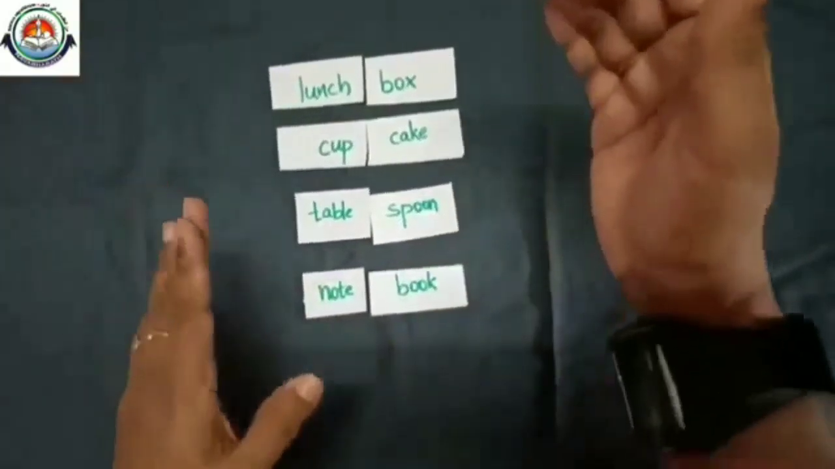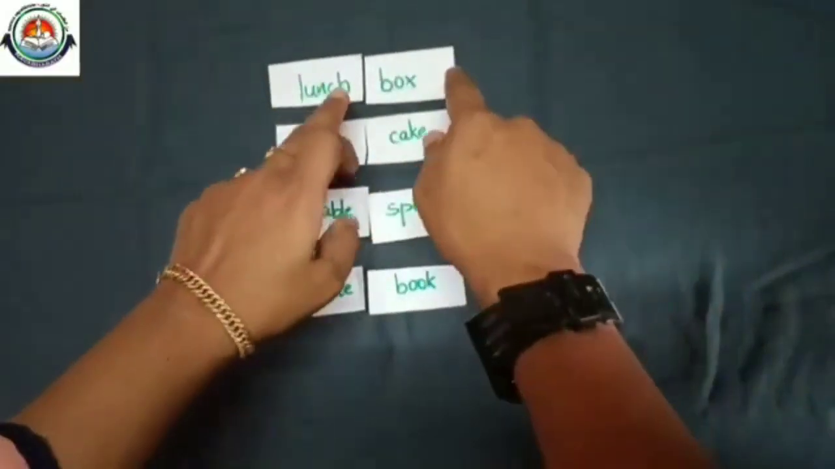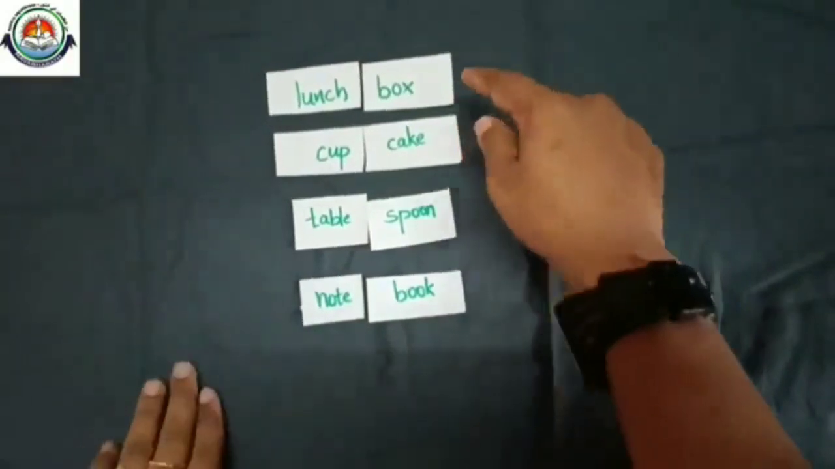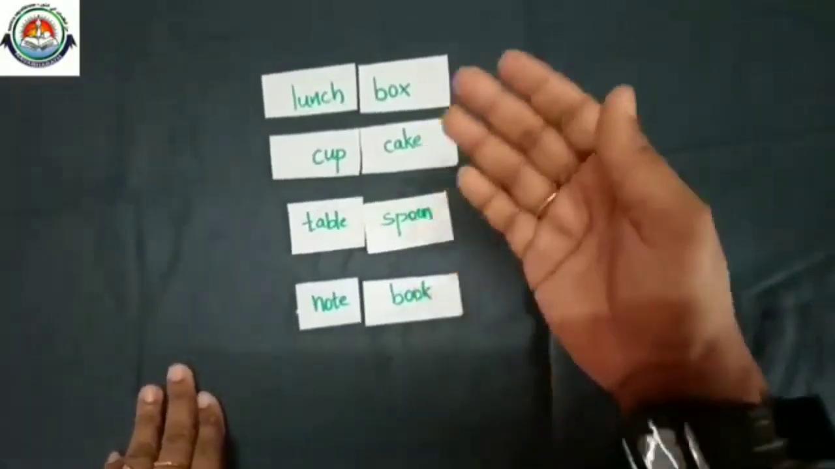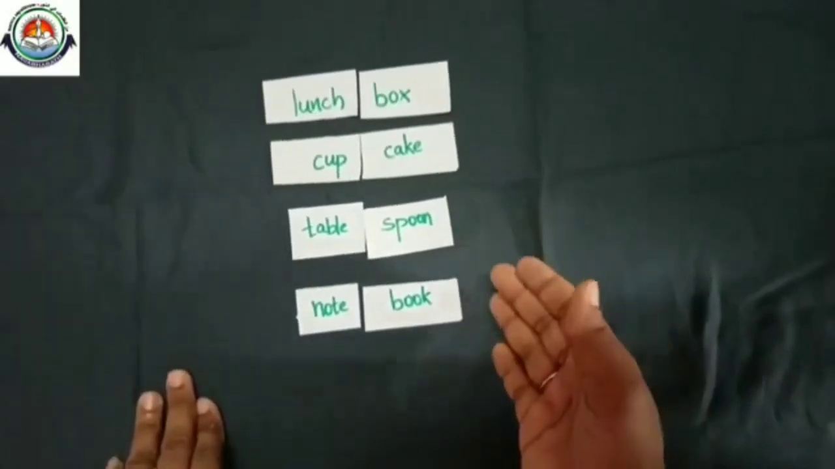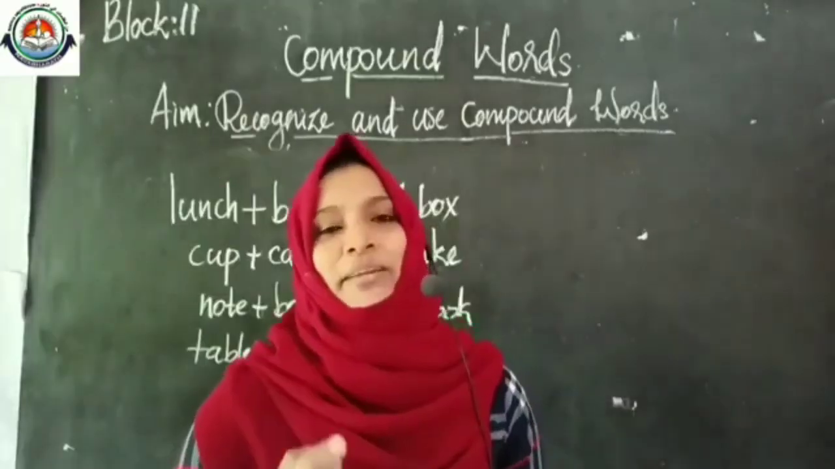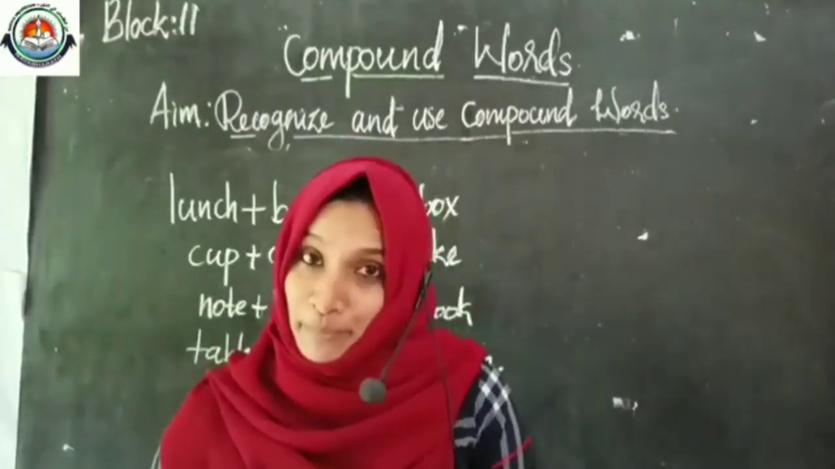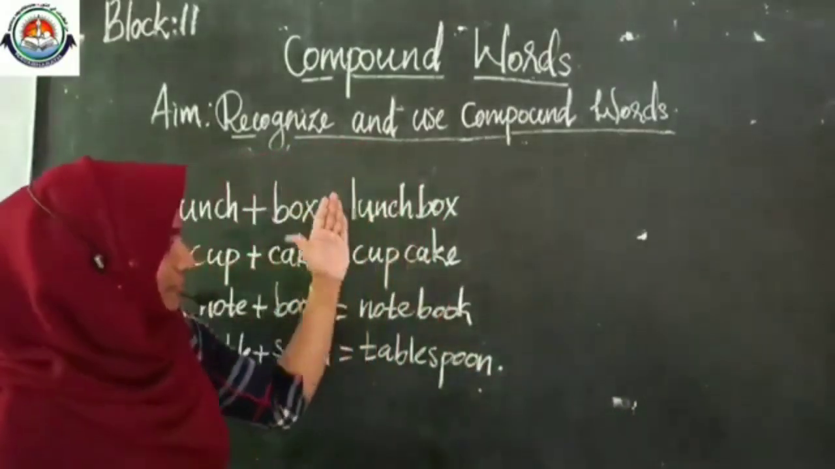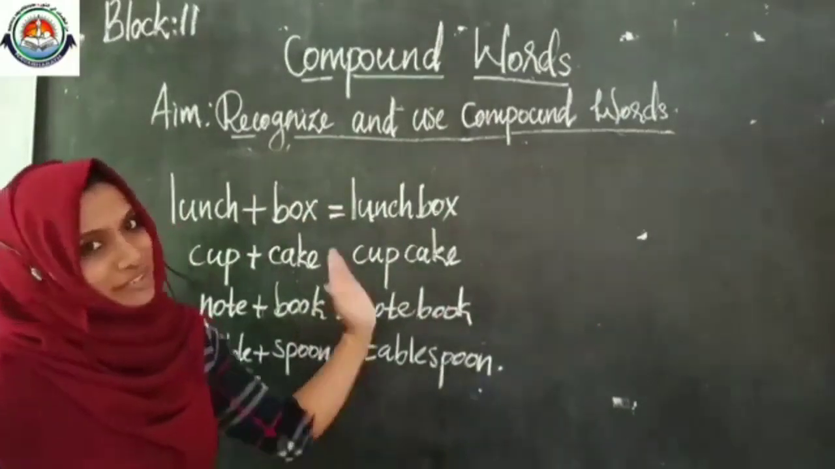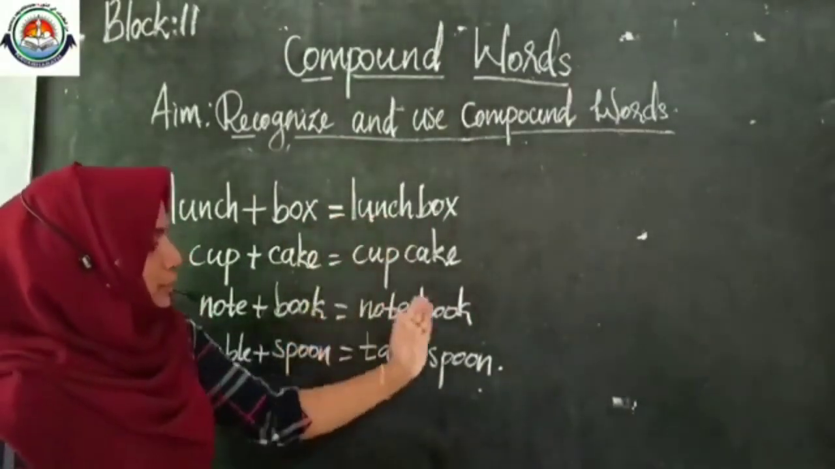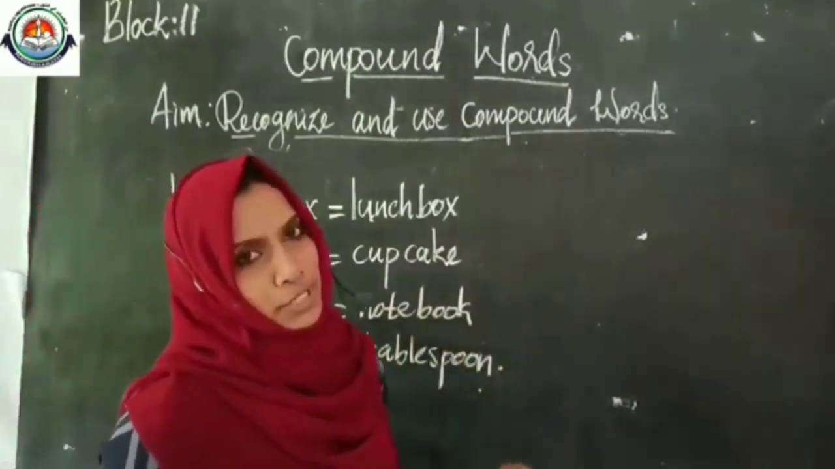So this is how we have to put two words together to make a compound word. So the first word is lunchbox, then cupcake, tablespoon and notebook. Okay, tell me what words did we make from that activity? See, here we have made these words from that activity. Lunchbox, cupcake, notebook and tablespoon.